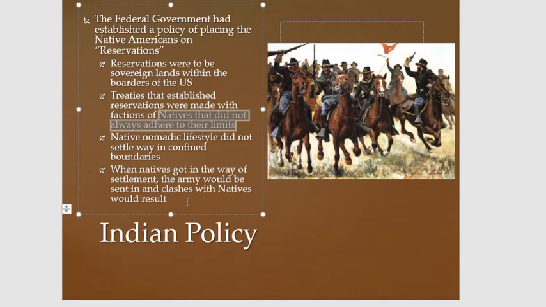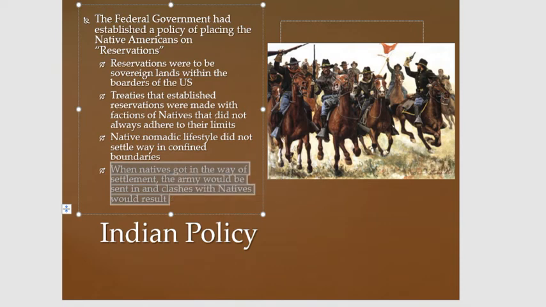But here is the issue, okay? Native Americans are used to going and coming as they please. And also, they're used to all of the land being theirs, and then they have the idea that, well, land ownership doesn't exist, so why should I have to stay on this land when the Great Spirit entitles everybody to all of the land? So their nomadic lifestyle did not exactly jive with the vision the federal government had. So there is bound to be conflict.